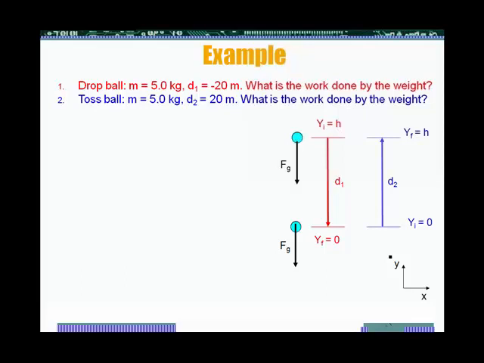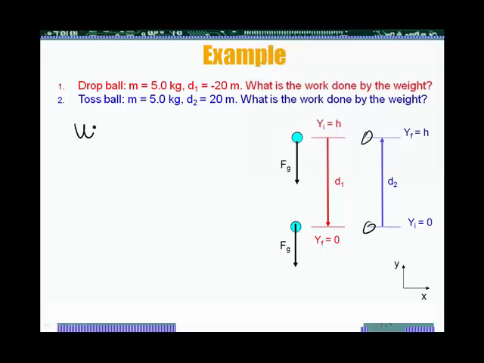Okay, now in this example, we are going to investigate two cases. The case of dropping a ball from a certain height to a certain height, and then in the other part, we are going to toss it up from this height to the same height. Now, in the case when we drop the ball, we are asked to find the work done by gravity.